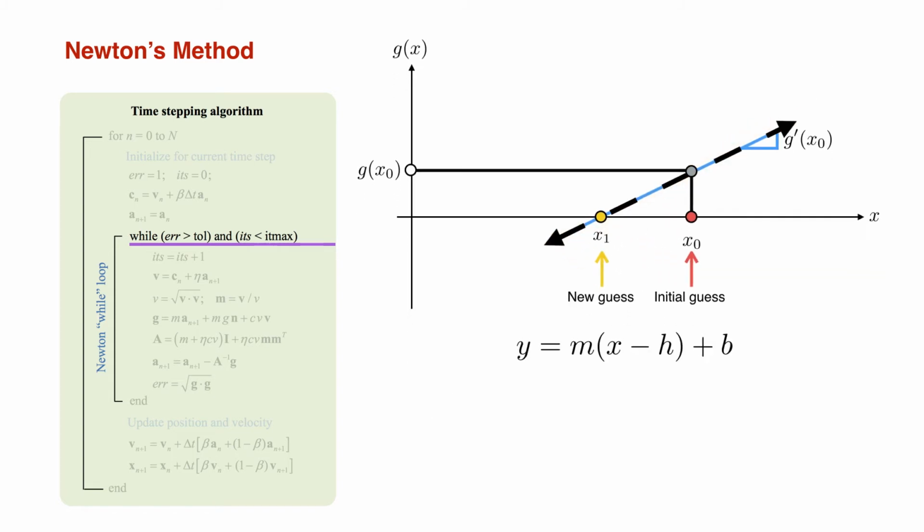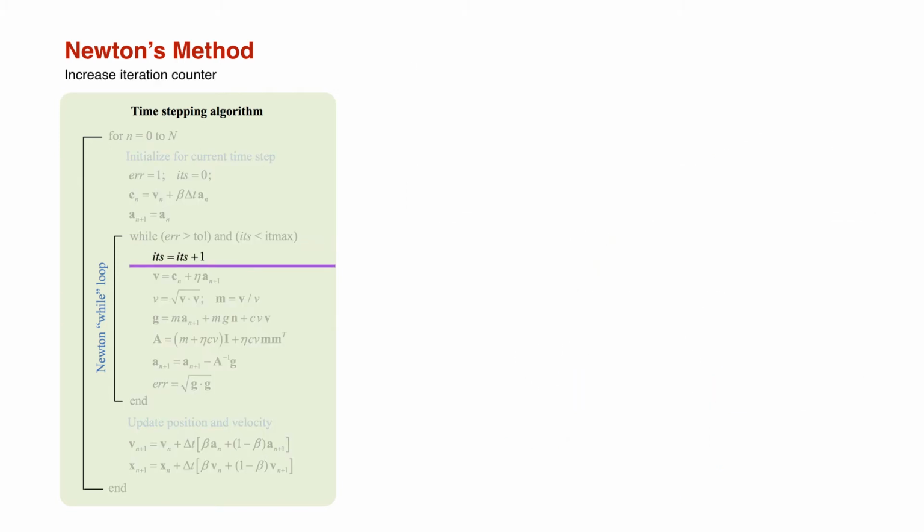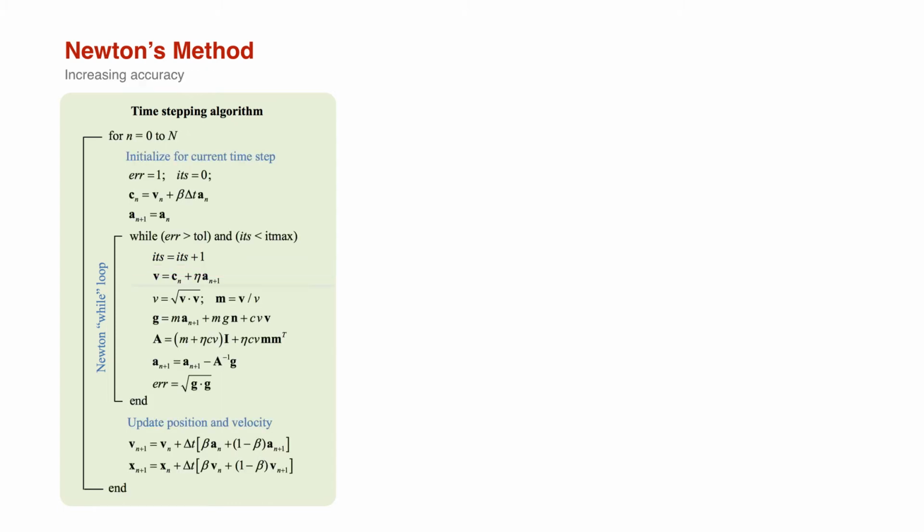So if we just look at the linear equation for a second, we know the equation of a line is just y equals m times x minus h plus b, where h is a horizontal shift. And we plug in the values from our particular equation and set it equal to 0 since we are searching for the root. And then we can solve for x sub 1, which is our new guess. This is the equation for Newton's method, the general equation. So getting back to this pseudocode, we want to first increase our iteration counter.